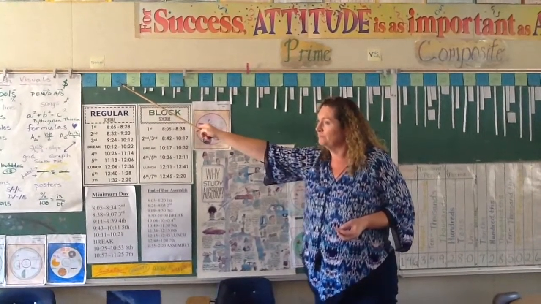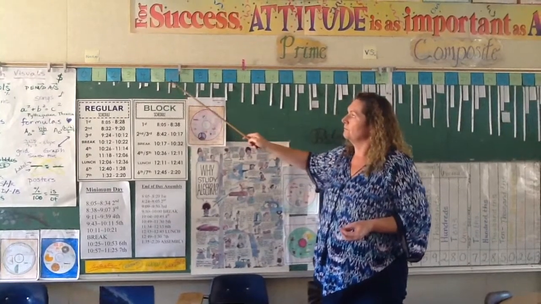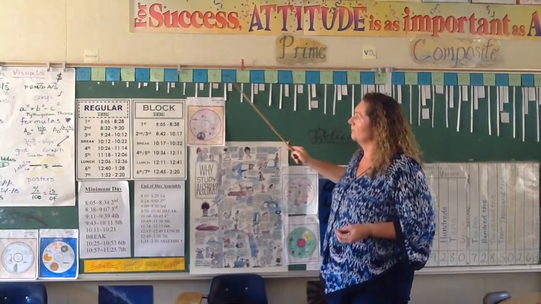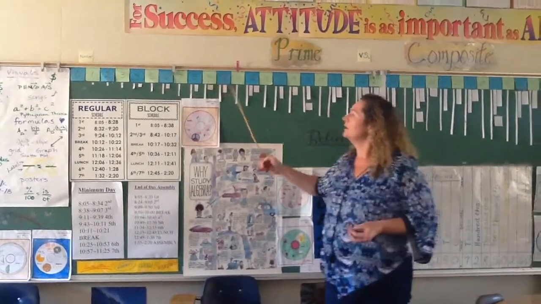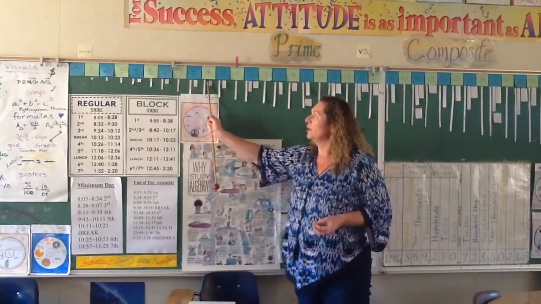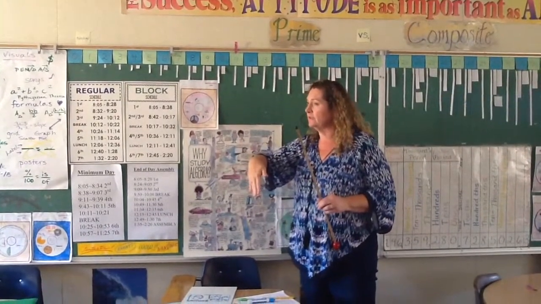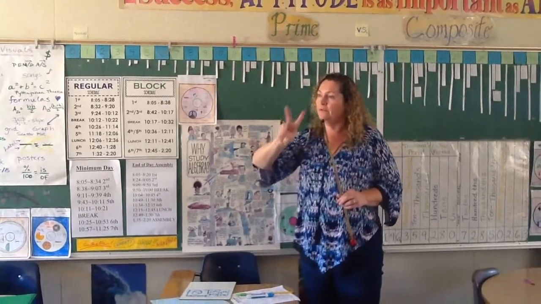Okay, is everybody ready? 3. Prime. Composite. Prime. Composite. Prime. Composite. Composite. Okay, you said prime for 9. Let's go back and look at it. 9 has 3 on the bottom and 3 going up. 3 squared, a square, just like you built with the activity you just did. 3 squared is 9. So 9 has 3 factors, 1, 3, and 9.